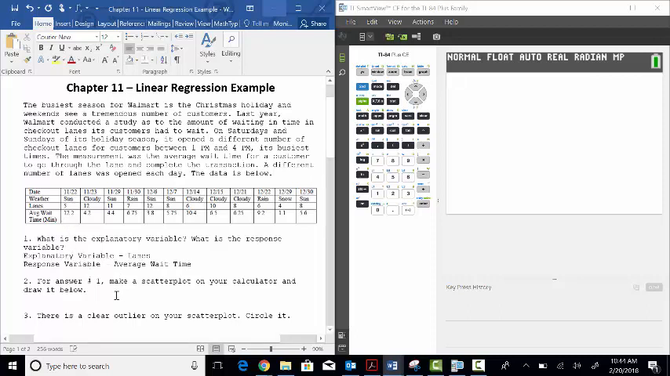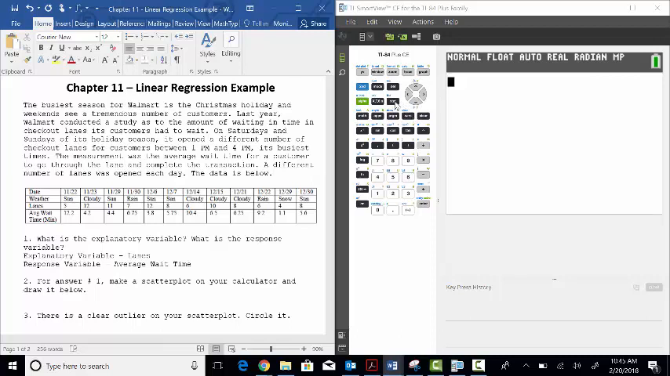All right, so for question number 2, it says, for question number 1, make a scatter plot on your calculator and draw it below. Obviously I'm not going to draw it, but I'm going to show you how to create it on your calculator. Over here I have an emulator that shows what your TI 84 or 84 Plus or 84 Plus CE looks like. I'm using the 84 Plus CE, but the buttons are pretty much the same whether you're using an 84 or 83. Again, you have to have a graphing calculator to do this. Only a few scientific calculators out there will do what you want it to do.